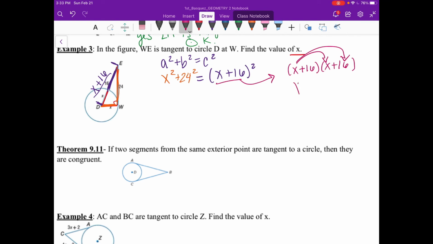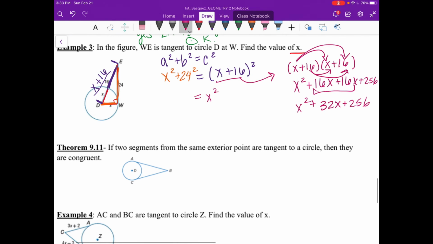So x times x is x squared plus 16x. 16 times x is another 16x. And 16 times 16 is 256. So I combine my like terms and I get 32x for that one. And 256 here. Oops, that was not an equal to. It's a plus, and then x squared there. So all of that on the right, my c squared, comes out to be x squared plus 32x plus 256. And then I still have x squared plus 24 squared is 576.